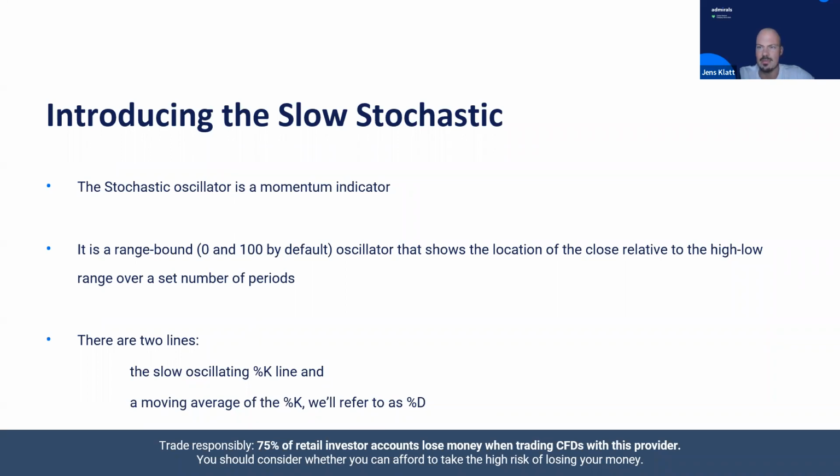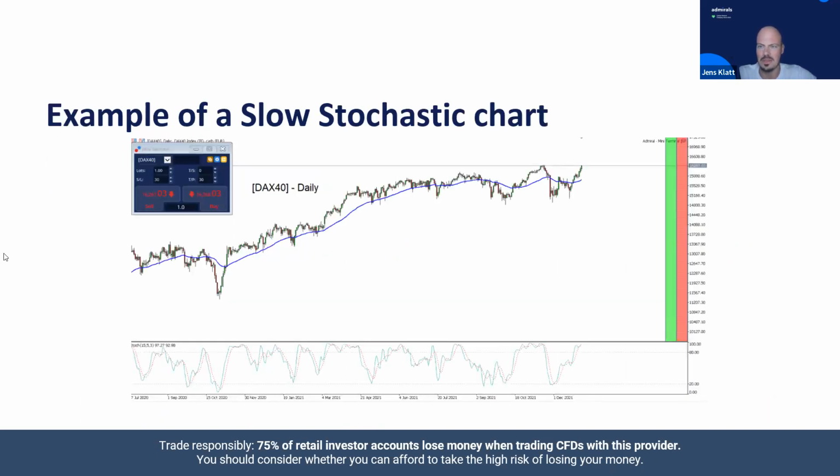Here in this case, it's important to note that there's two lines we look at here. So it's a slow oscillating percentage K line, and then we have a moving average of this percentage K line. And this is the so-called percentage D line we look at. And we don't want to dig too deep into the formula behind this. That does make sense, but this is how you can think about it.